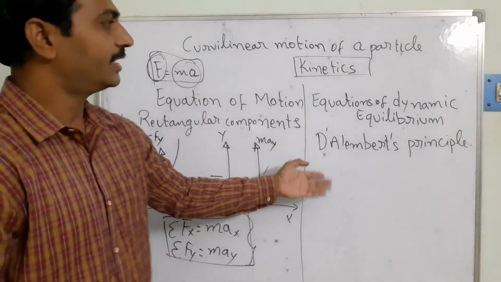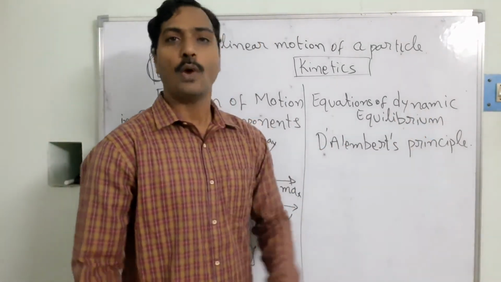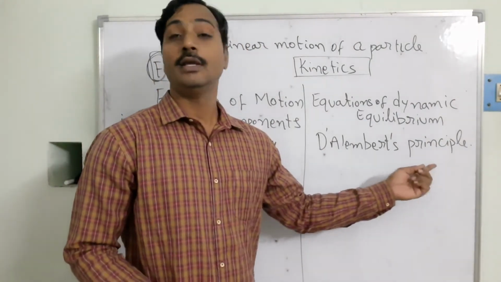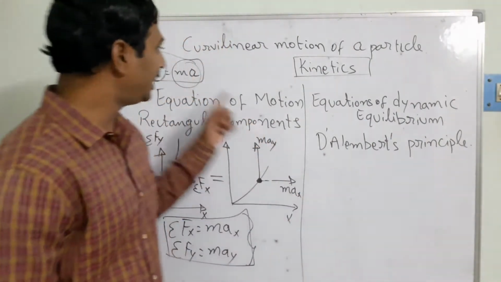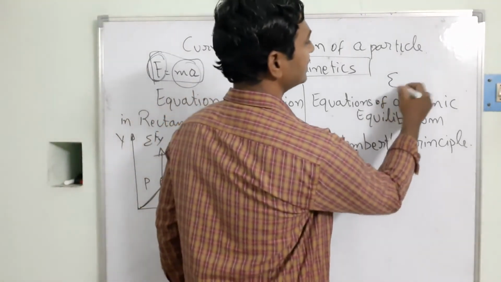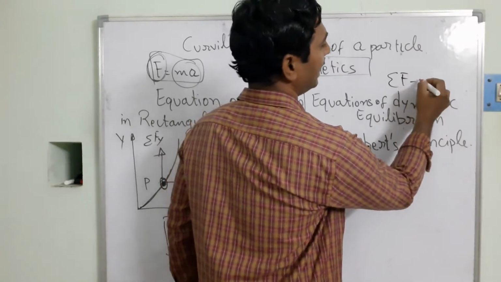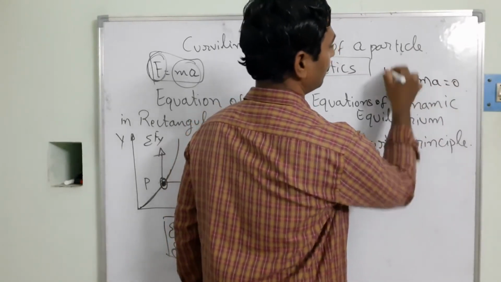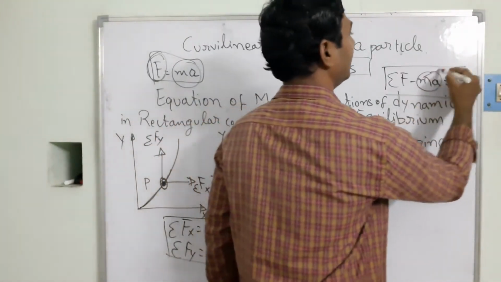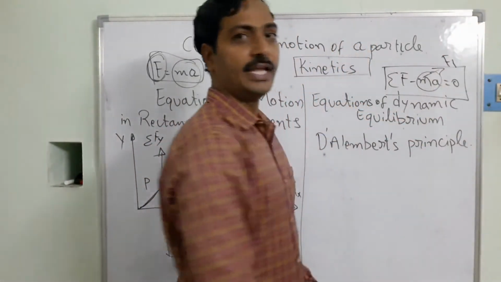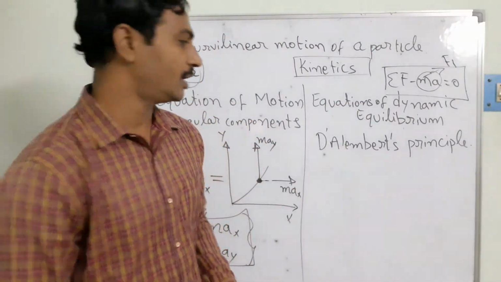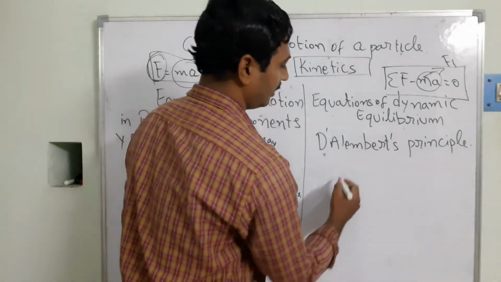Then in the other part, the equations of dynamic equilibrium. What is the equation of dynamic equilibrium? That we can say is D'Alembert's principle. D'Alembert's principle is nothing but the application of Newton's second law. In this also we are going to write sigma f minus ma is equal to 0. Then this part we say is Fi. Fi is nothing but your inertia force, which we also consider in our particle motion. So for this one I am going to take it over here.